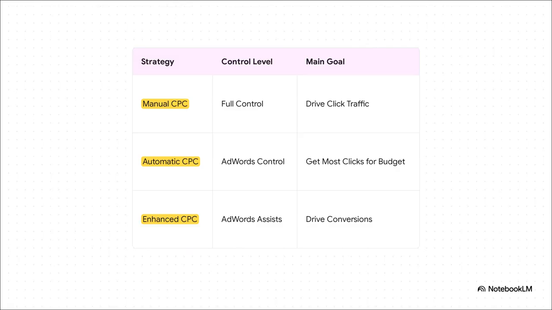So really, your choice boils down to this. How much control do you want versus how much you want to automate? With manual CPC, you are in the driver's seat, with full control over every single bid. With automated strategies, you're letting Google's AI do the heavy lifting to get the most clicks for your budget. And then there's enhanced CPC, which is kind of like a hybrid approach, where Google helps out your manual bids to try and get you more conversions.